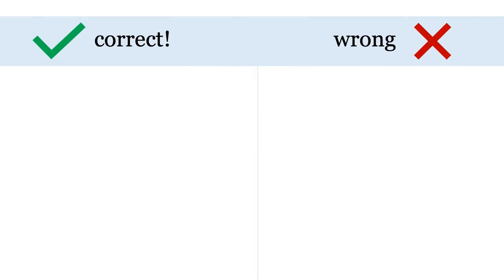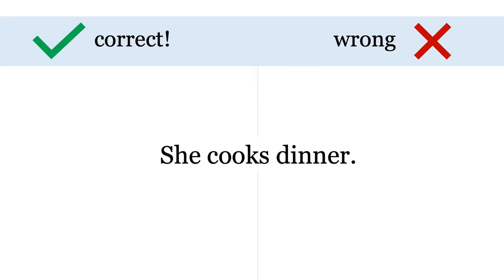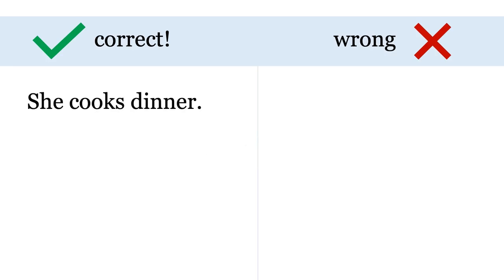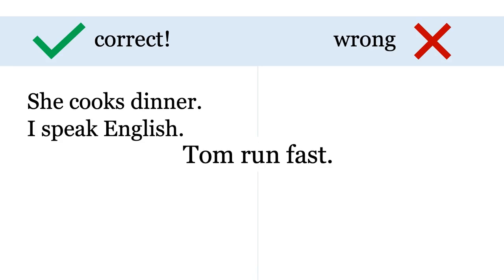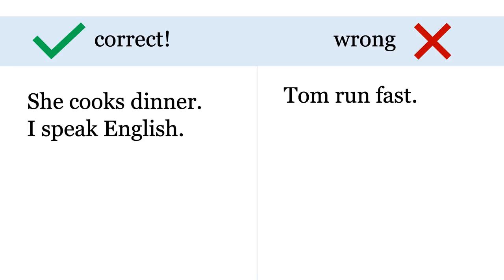Look at the sentence. She cooks dinner. Think, is the verb form correct? She cooks dinner. Yes, correct. I speak English. Also correct. Tom run fast. No, the grammar here is wrong. There is no S on runs. We need to add an S. Tom runs fast.